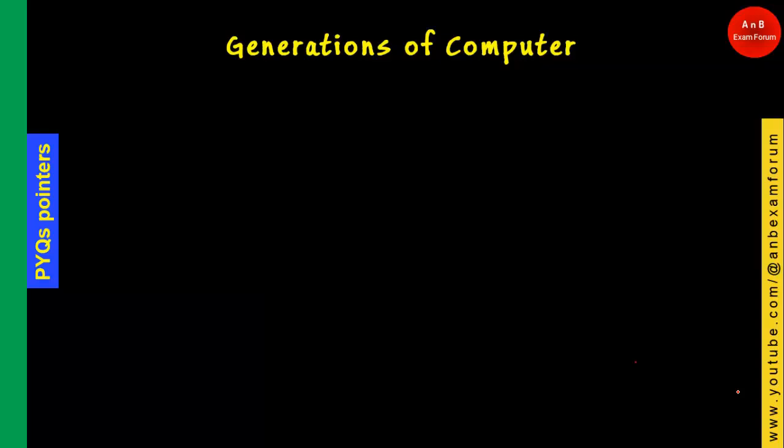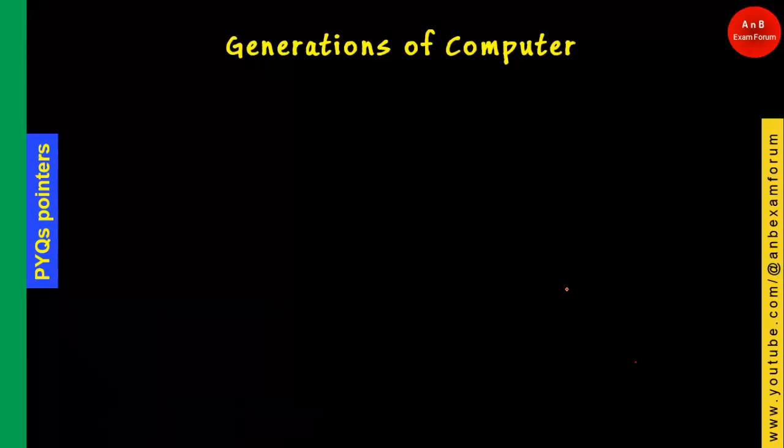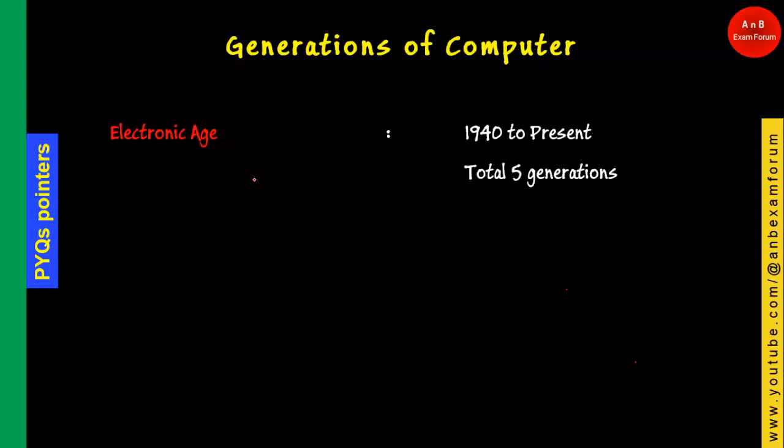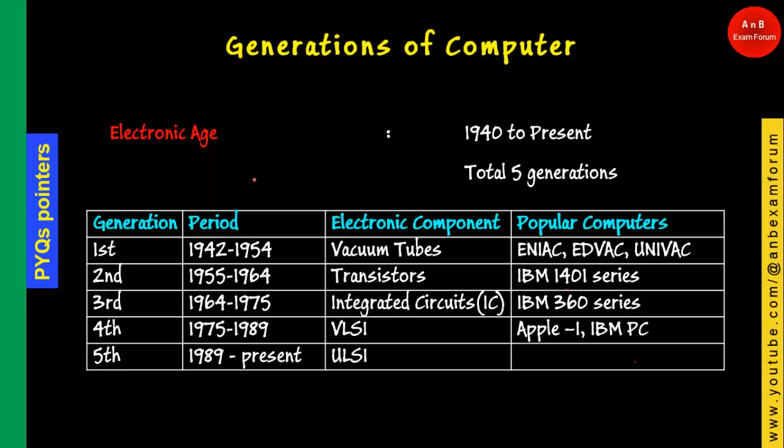So let's see a few of the important pointers related to generations of computers. Students, these generations represent technological advancement from one phase to another. All these generations fall into the category of the electronic age, and there are a total of 5 generations. And what are those generations? I am putting them in table form, and in the upcoming slides I am going to tell you the important previous year question pointers related to these generations.